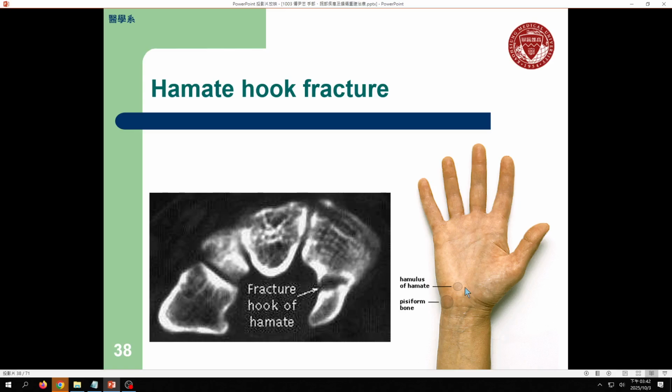Some basketball players will tell you about palm area tenderness. You will palpate it, and maybe around the hook of hamate area causes the tenderness. That means maybe there's a fracture of the hook of hamate.